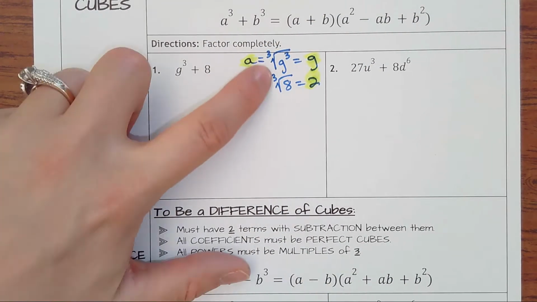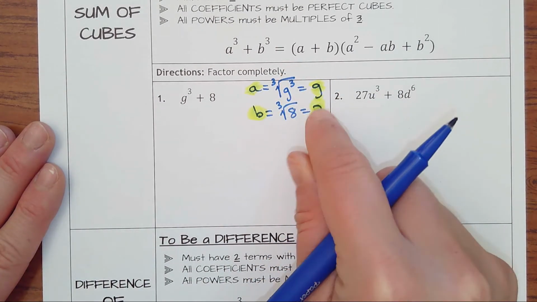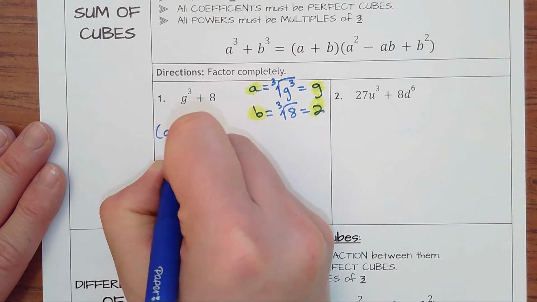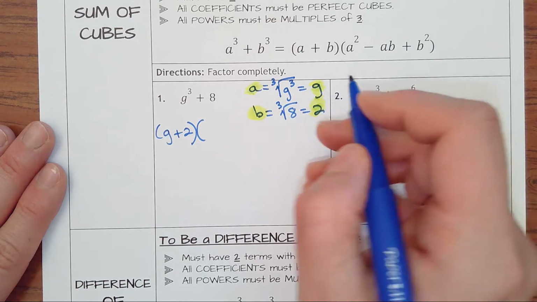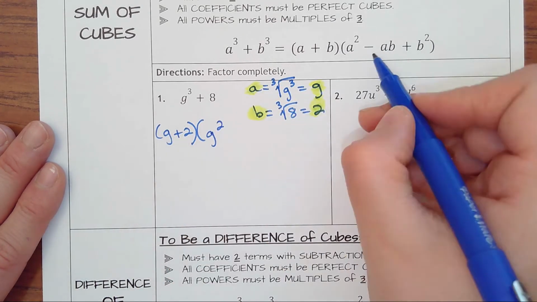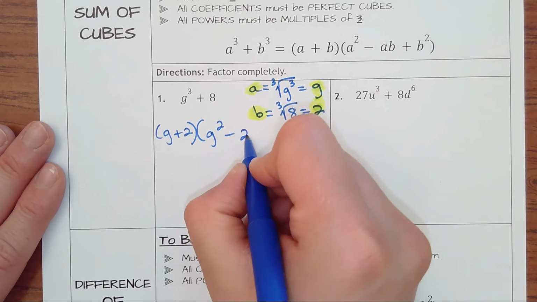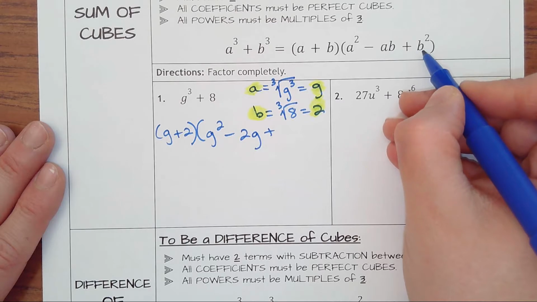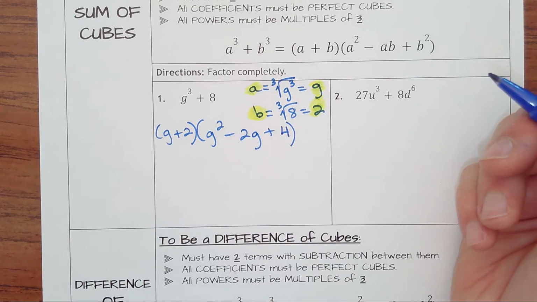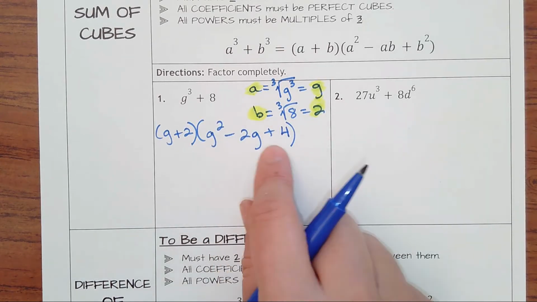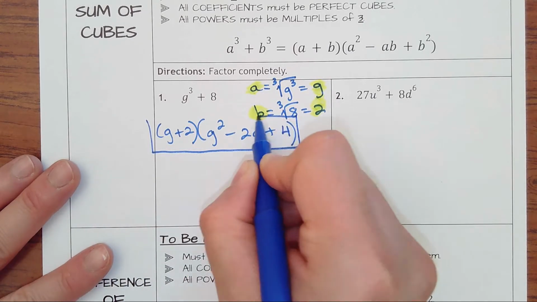Usually I don't show this work, I just do it in my head. Alright, so it goes your a plus your b, so it'll be g plus 2 in parentheses times your a value squared. So this g value gets squared, which is just g squared. Then you multiply a times b, which will be 2g, plus your b value squared. 2 squared is 4. That's all you can do. This will never be able to be factored anymore. This will never either. So you just have that step.